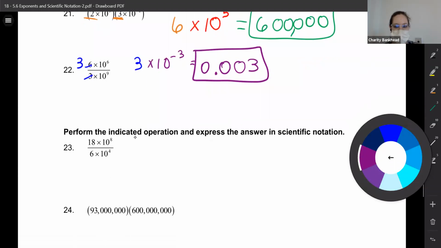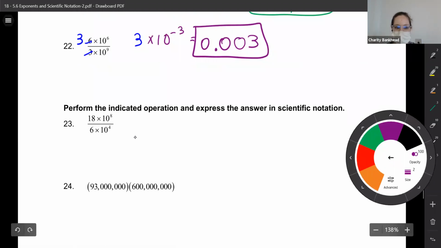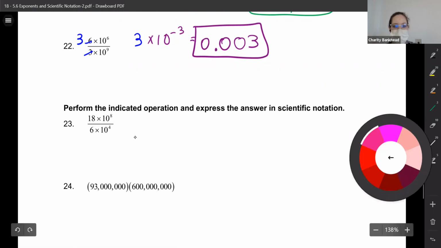Perform the operation and express the answer in scientific notation. Okay. So 6 goes into 18 3 times. And then 8 minus 4 is 4. So 3 times 10 to the 4th.